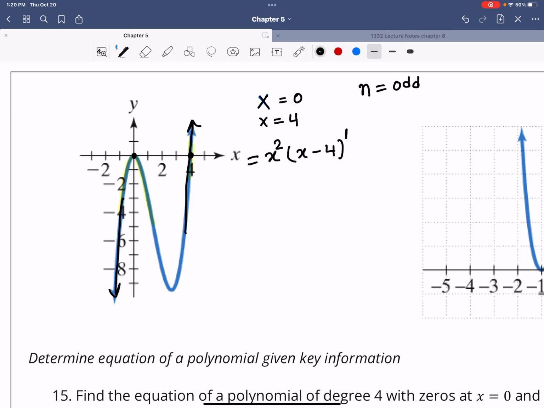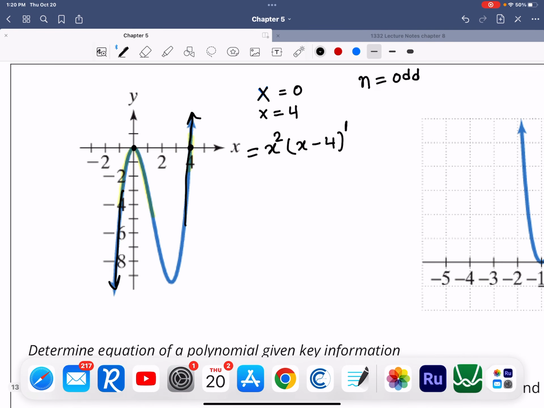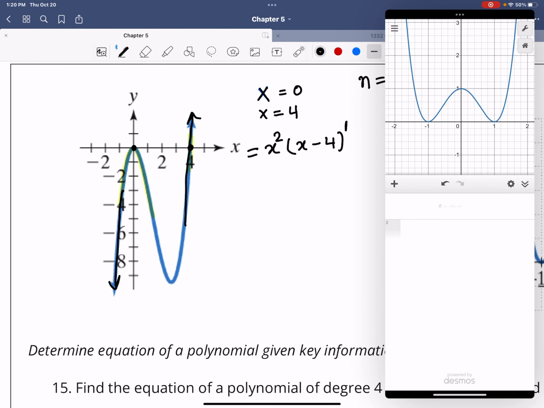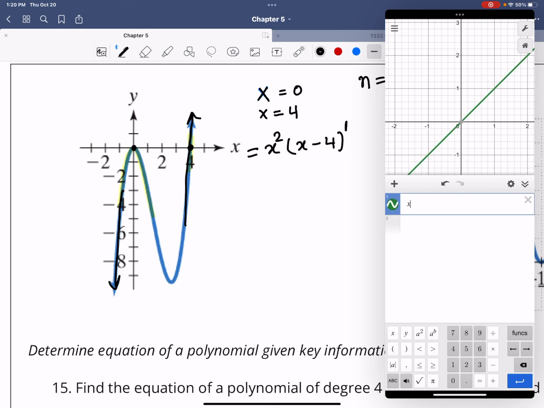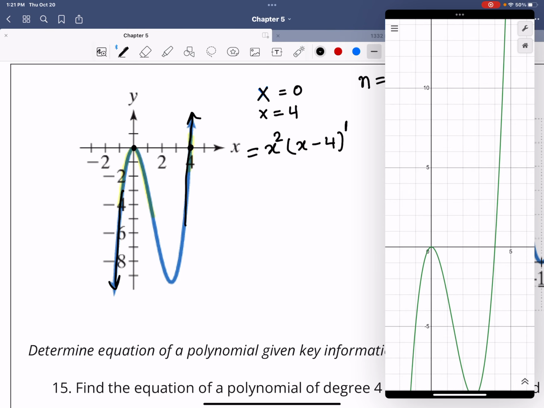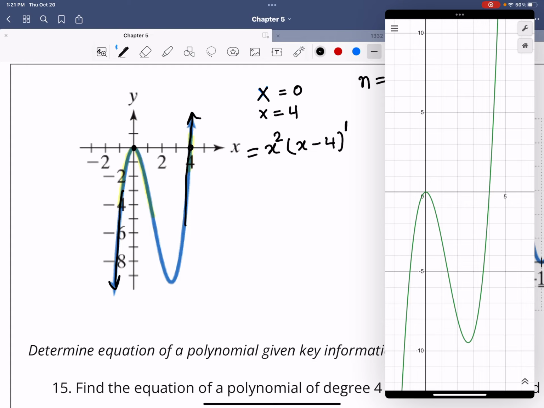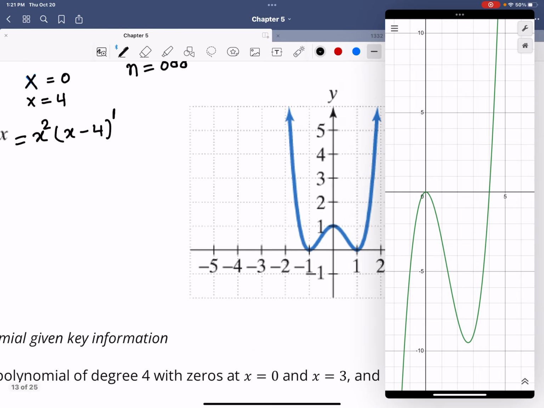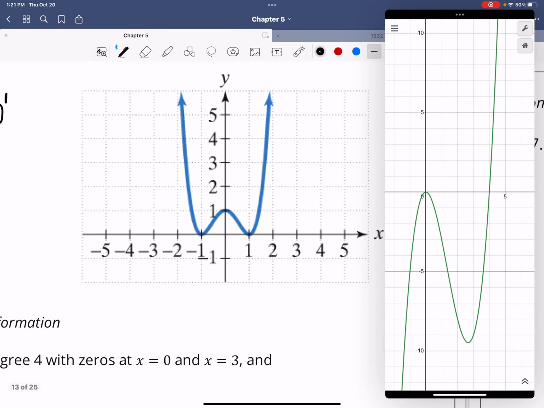Do me a favor, plug this into Desmos, see if that works. You know what? Let's just do it. X squared, parentheses x minus 4 close parentheses, and there you go. You have it. All right, now let's go ahead and find the other graph. Let's take a look. Oh, it's not letting me.